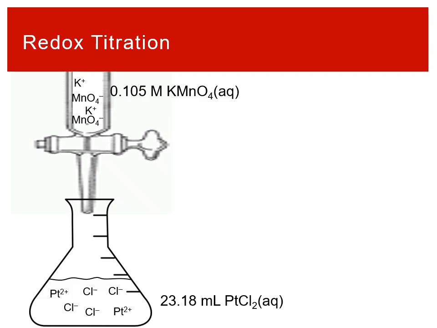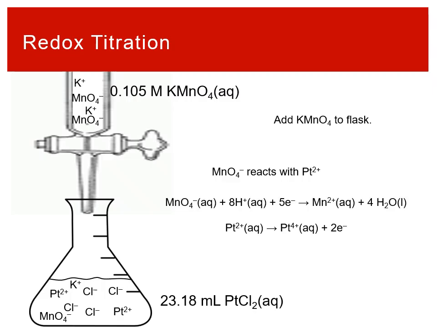All right, so set up. Time to start adding my KMnO4 to the flask. So just put some in, the ions stay separated, and now they're going to react. The whole point of the MnO4 minus was to be an oxidizing agent to oxidize that platinum. And so we can look up the half reactions for each of these and balance them. I'm just going to say that the MnO4 I know is going to become Mn2 plus, and the platinum 2 plus is going to become platinum 4.